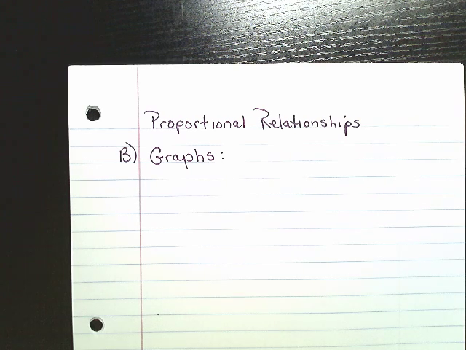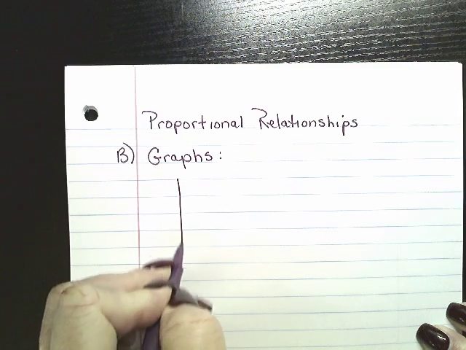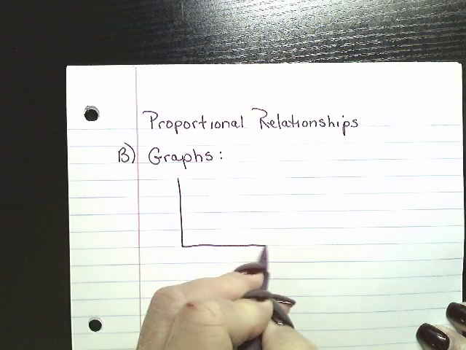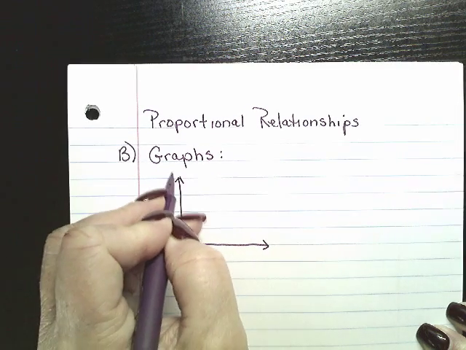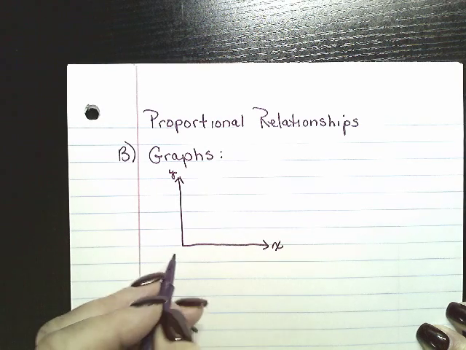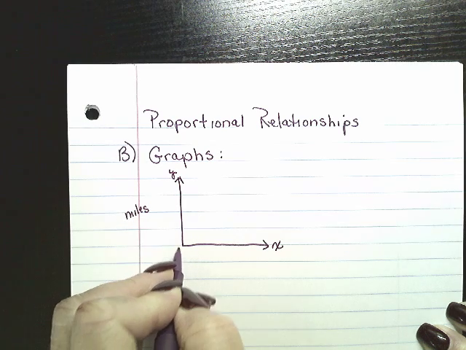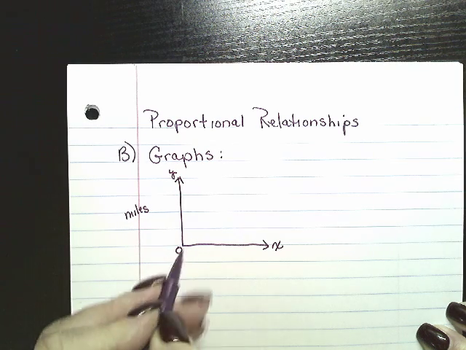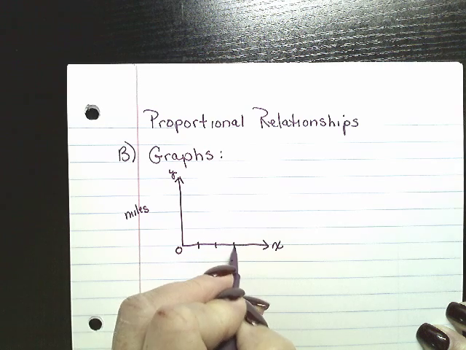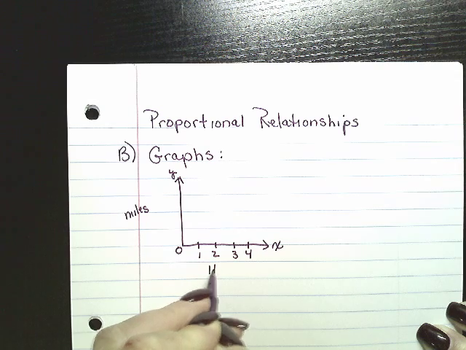We're going to talk about the second part of proportional relationships, how to recognize them from graphs. So we're just going to do a quick little sketch. We know that this is your y-axis and this is your x-axis. We're going to say that this is miles. Always start it with a 0 at the bottom. This is hours.